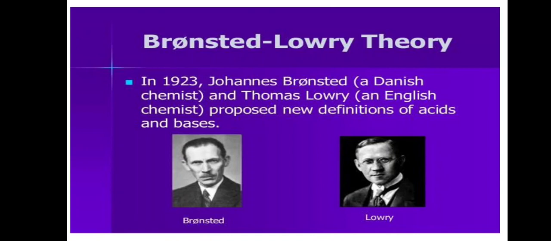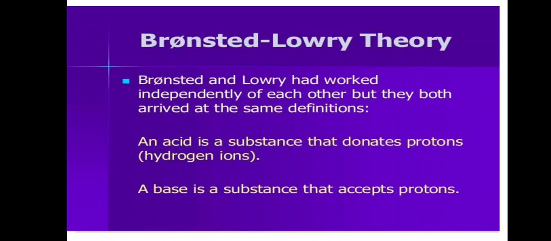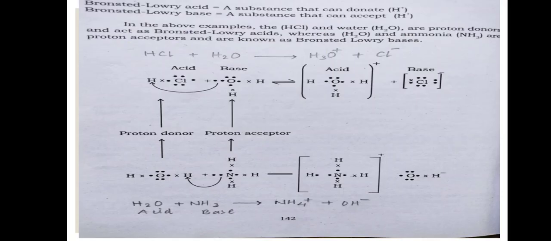So that is why two new scientists came in 1923 and they both explained acids and bases in terms of protons. According to these two scientists, an acid is a substance that donates protons or hydrogen ions. A base is a substance that accepts protons or hydrogen ions or H plus ions. Let's see an example of it.